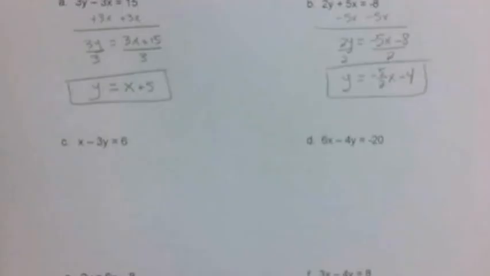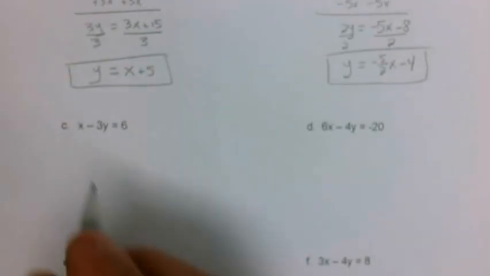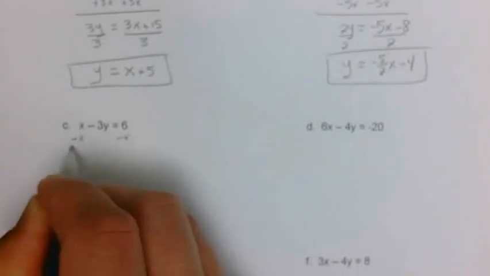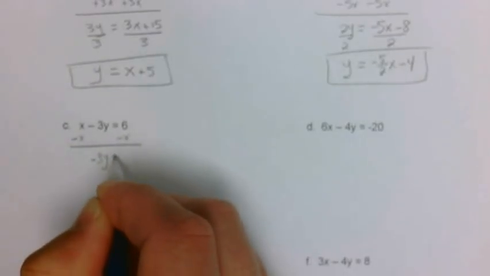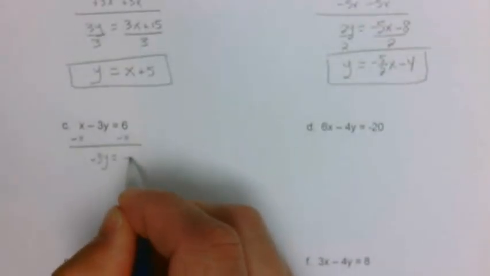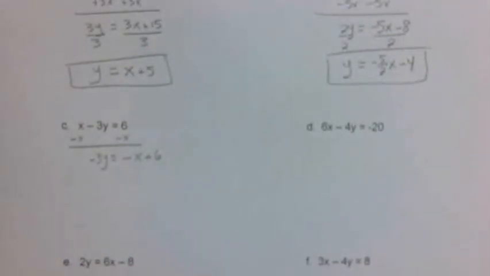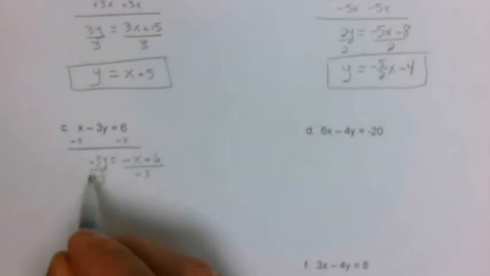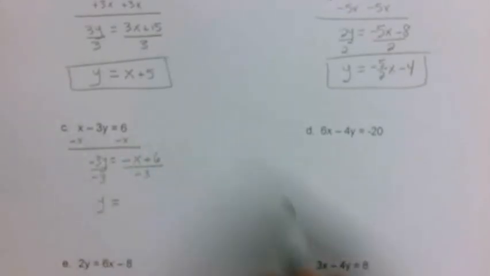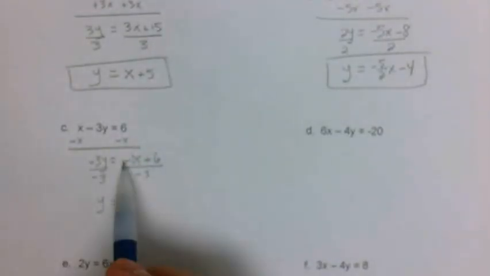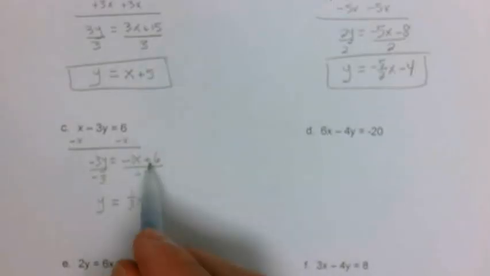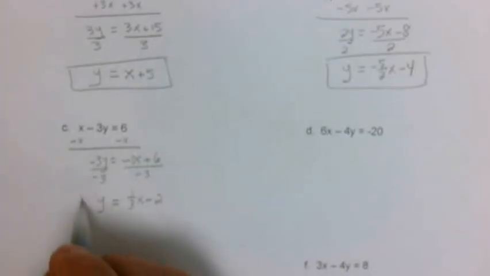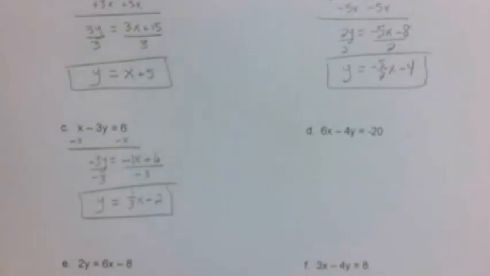In example C, x minus 3y equals 6. Let's subtract x on each side so that we can get our negative 3y all alone on the left. And it equals 6 minus x, which is negative x plus 6. All right, now we're going to go ahead and divide each side by negative 3. Negative 3y divided by negative 3 is y. This, remember, is a negative 1x. Negative 1 divided by negative 3, negative divided by negative is positive, so this is going to be positive 1/3 x. And then 6 divided by negative 3 is negative 2. So we get y equals 1/3 x minus 2.